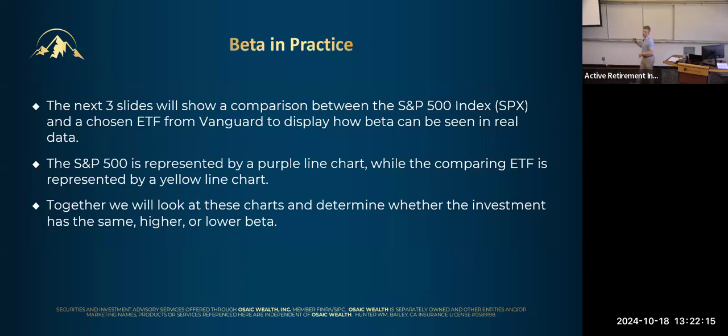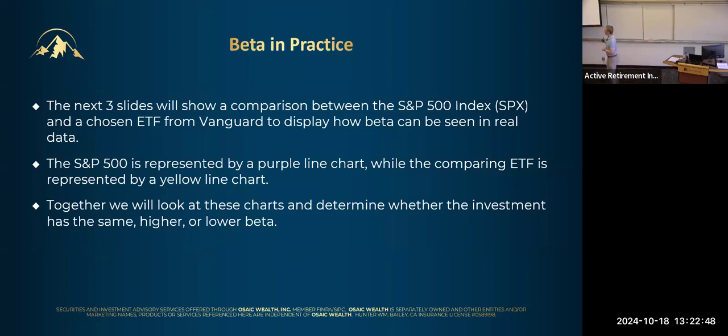So in practice, we're going to look at a couple different slides here. We're going to look at 3 slides that are going to show a comparison between the S&P 500 index, represented by that ticker SPX, which is the index itself, and a chosen ETF from Vanguard to display how beta can be seen in real data. So we're going to look at historical returns, look at a line chart, and the S&P 500 will be represented by a purple line chart, while the comparing ETF, whatever it is we're looking at, is going to be represented by a yellow or gold line chart.